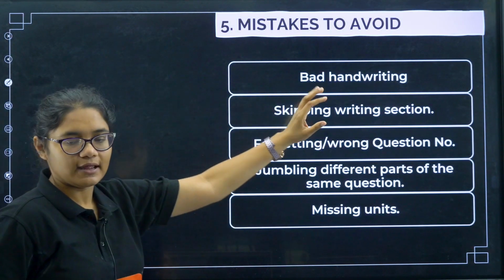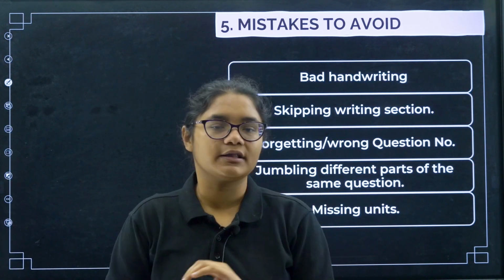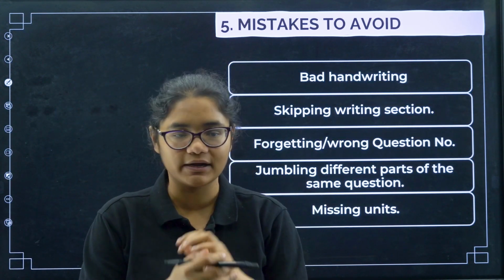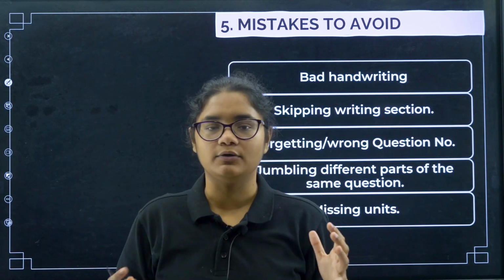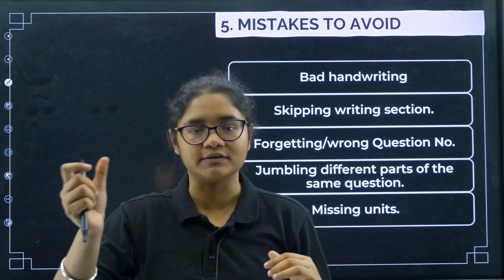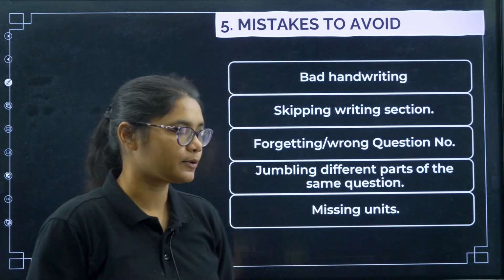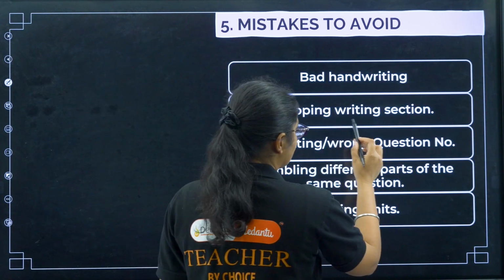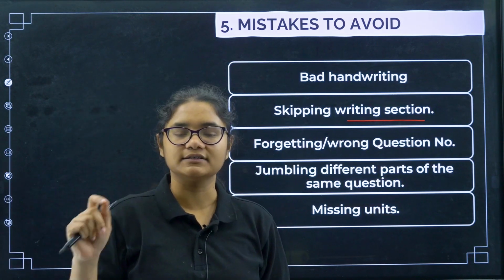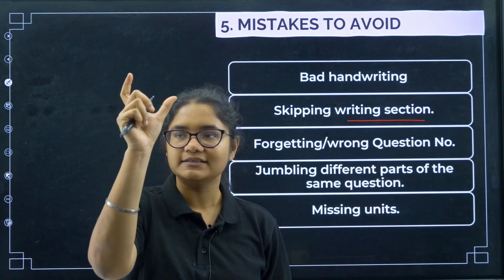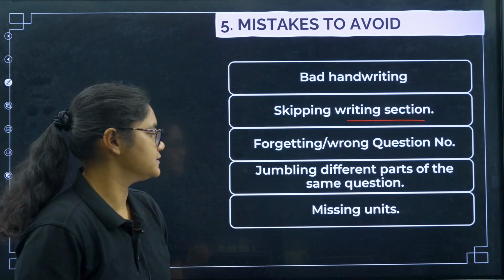Okay, now coming to the mistakes that you should be avoiding. Bad handwriting, okay? Now handwriting is something which you cannot change at this point of time, but make sure that your handwriting is at least legible, okay? It is visible what you have written. The best way you can do that is to leave spaces between the words, between the letters, between the sentences and between the paragraphs, okay? After that, skipping writing section. So many students just go on flow and keep writing the answers. Make sure that you mention the section B, section C, section D, E, and then start writing the answers.